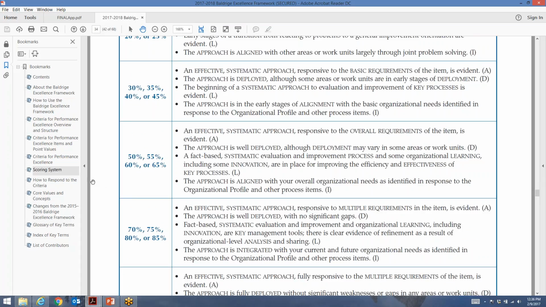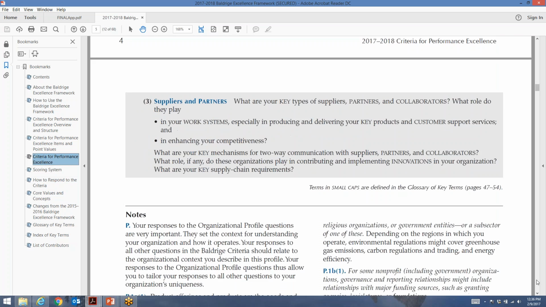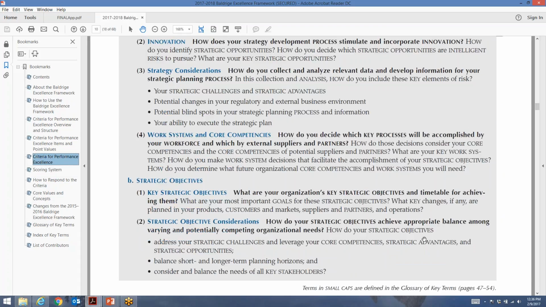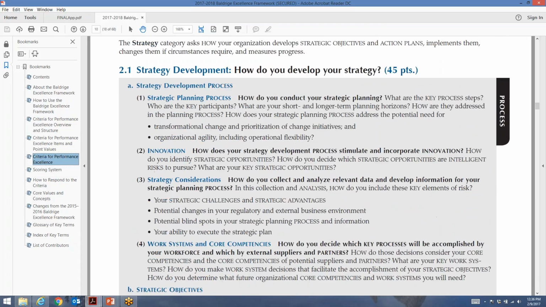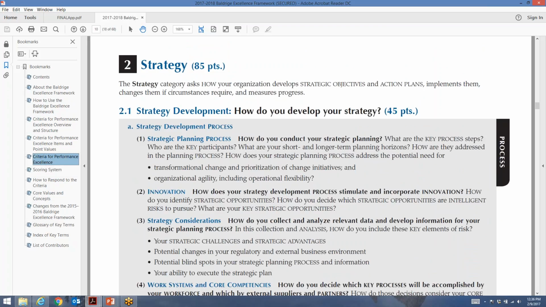If you have been an examiner before, I'm going to tell you something you should already know. If you haven't been an examiner, then I'm going to help you understand what those are. If I want to be in the 70 to 85 range, I need to address the multiple requirements with some description of an approach. For 50 to 65, I need to address the overall requirements with some description of an approach. So let's go back to the criteria itself, and let me find a juicy one here. How about strategy development. Words: basic, overall, and multiple.